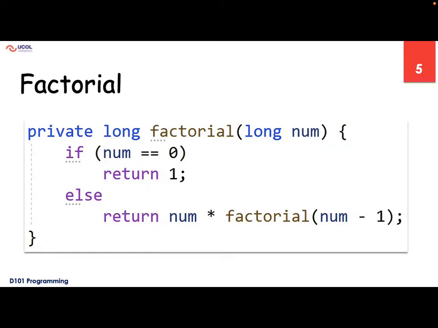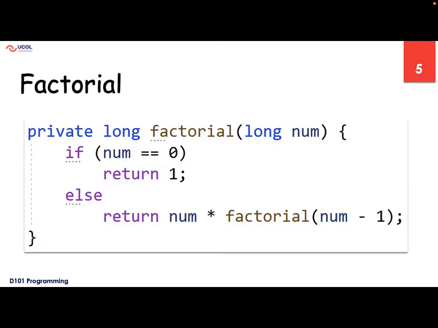Factorial, the mathematical function I showed you. I just say factorial of a long number. It can be an integer, it can be a short, it can be a byte, but a whole number, not double, not float. Okay? So number. And then I check: if the number is 0, give me value 1. Return. So it will return 1.